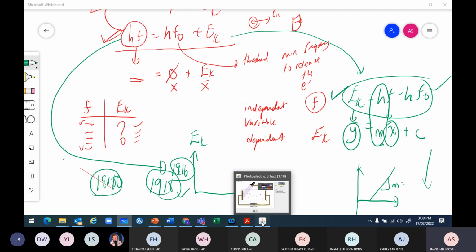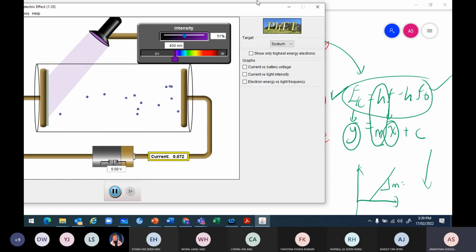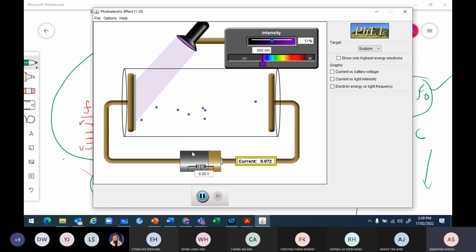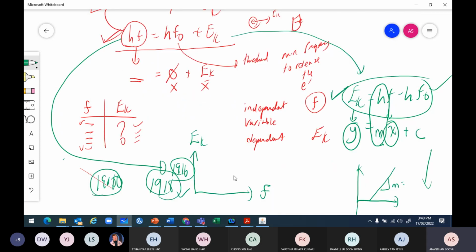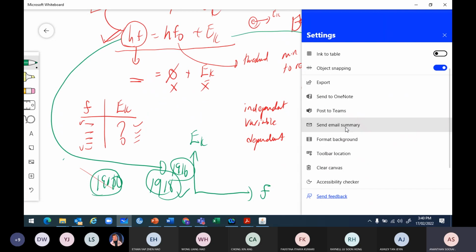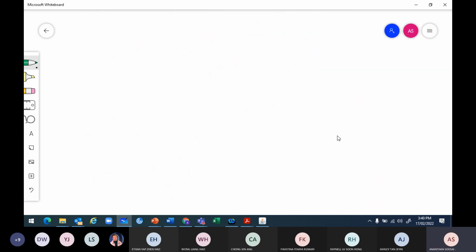He said we can use this circuit. Of course, we have a metal plate and the wire, and the current is flowing. He said we can find the kinetic energy of the electron by applying a voltage, a potential. You learned last time, right? In your electric field.